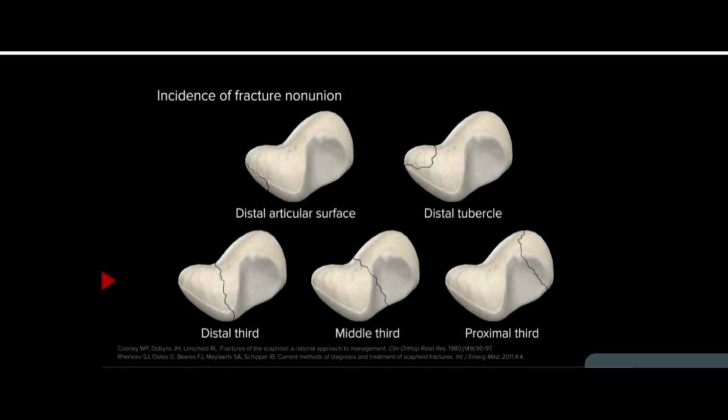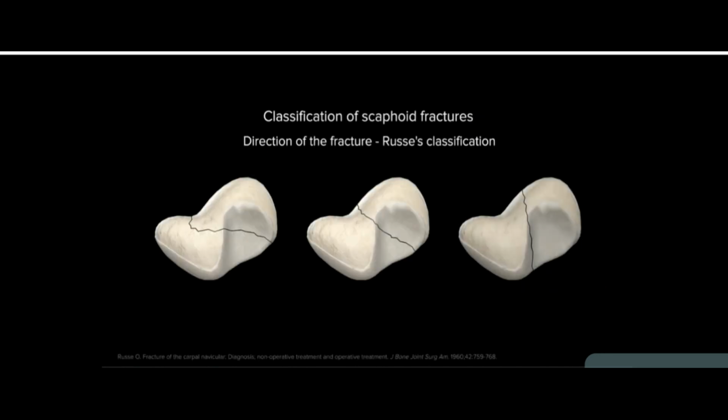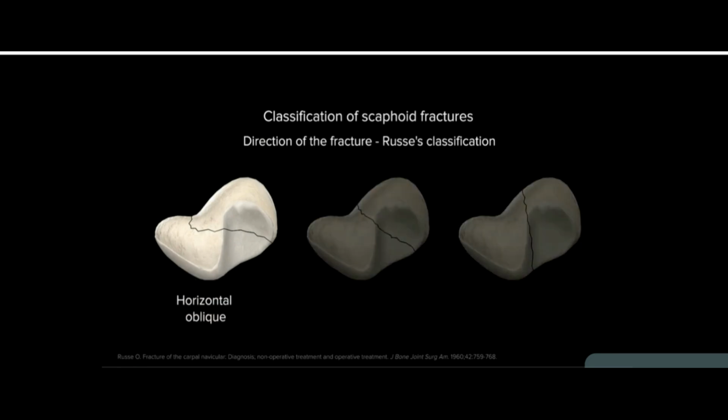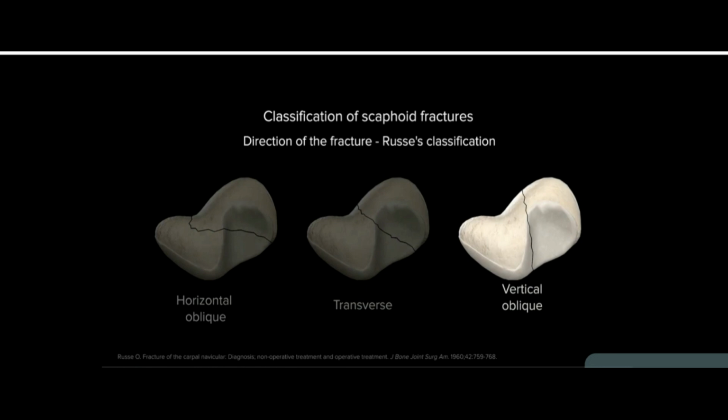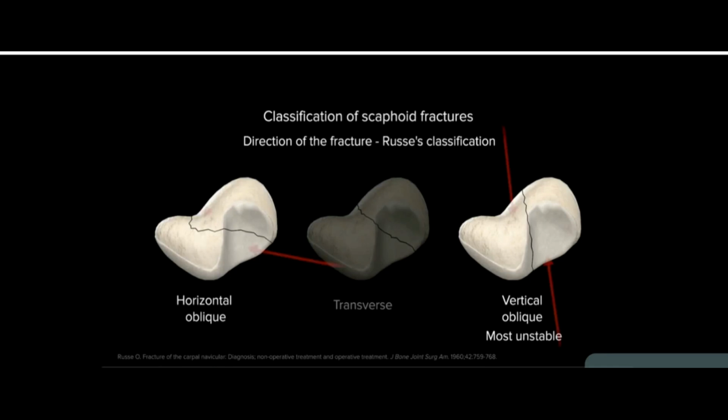The incidence of fracture non-union increases from distal towards the middle and proximal third. The direction of the fracture, according to Roos, can be horizontal oblique, transverse, and vertical oblique. Vertical oblique fractures are very unstable as compared to horizontal fractures due to the shearing forces that come across both fragments, with higher chances of displacement.